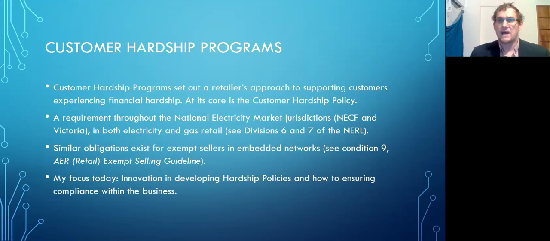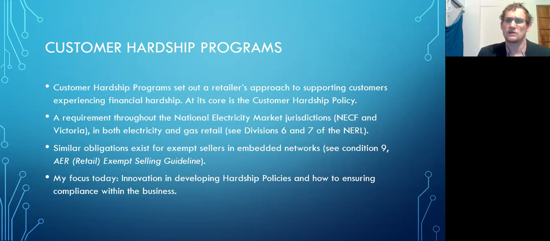One important distinction to make is that hardship programs are related to but distinct from payment plans and policies in general for customers that are experiencing payment difficulties. So Division 6 of the NERL deals with customers in hardship programs. Division 7 deals with customers with payment difficulties. The key point being it's not necessary to be a member of the hardship program for a customer to have a payment plan in place.